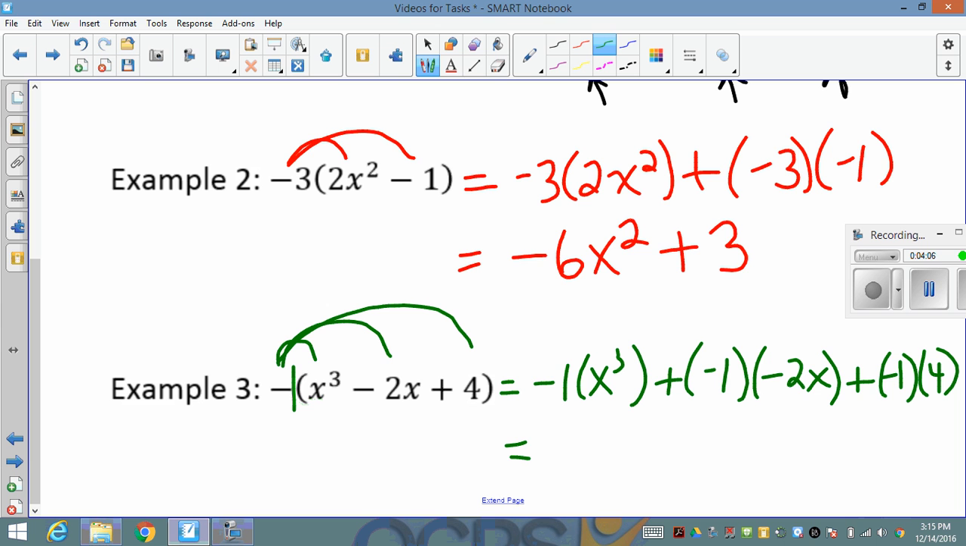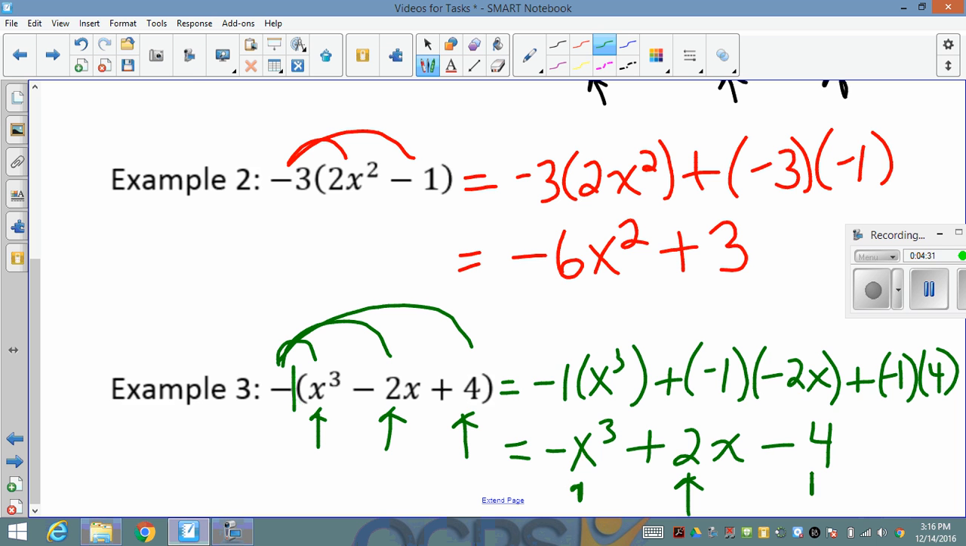Notice what that gives me. This is just negative x cubed. Negative times a negative is positive, so positive 2x. Negative times positive is negative, so negative 4. So when I have a negative outside my parentheses and I am distributing a negative 1, notice it changes my signs. This became negative x cubed. This became plus 2x. This became minus 4.